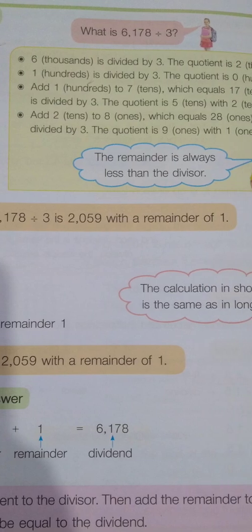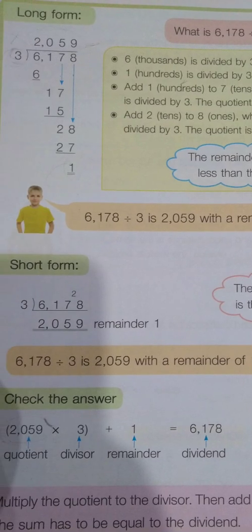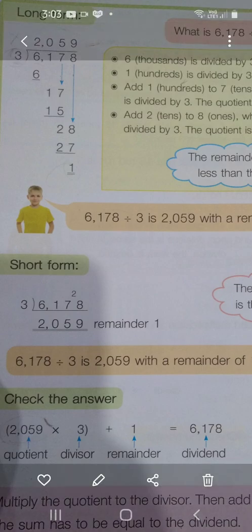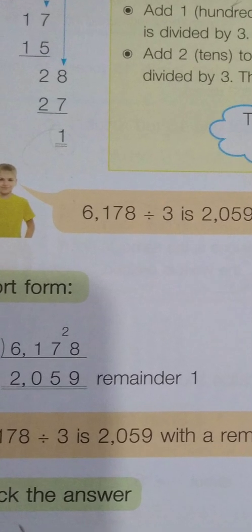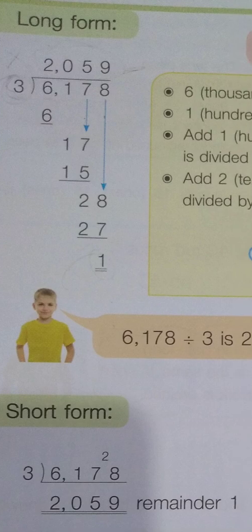6,000 divided by 3. The quotient is 2,000. 6 divided by 3 is equal to 2. So 6,000 divided by 3 is equal to 2,000.